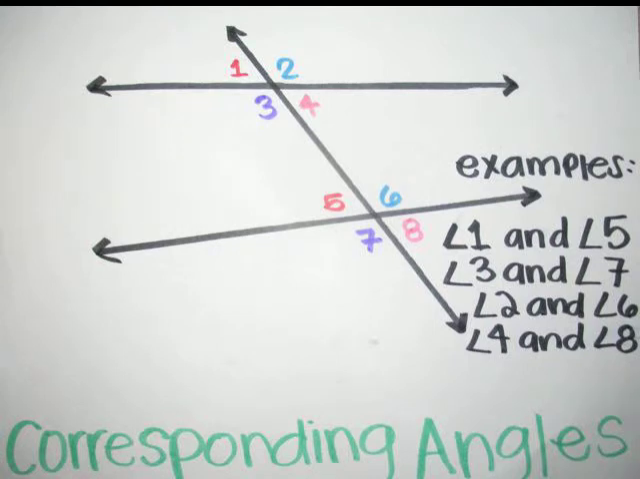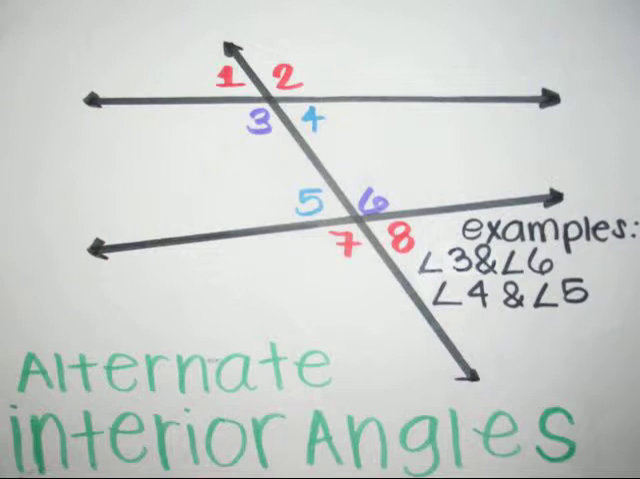Corresponding angles lie on the same side of the transversal C and on the same side of lines A and B. Alternate interior angles are non-adjacent angles that lie on opposite sides of the transversal C, between lines A and B.